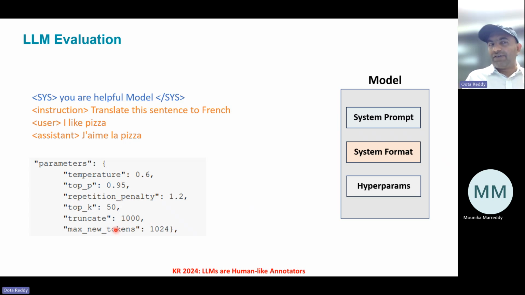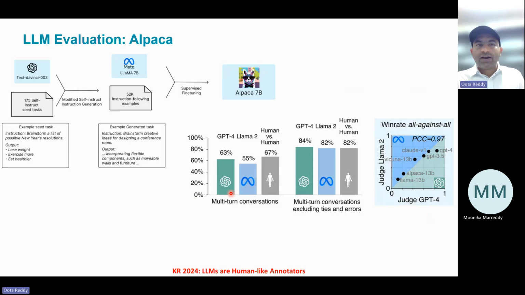So this is how we can evaluate with an LLM. Whenever you want to evaluate an LLM, you need to follow these guidelines. You need to create a system prompt, you need to create the format, and you need to define the parameters. And with that, we can evaluate the generated data. There are some tools available for LLM evaluation.